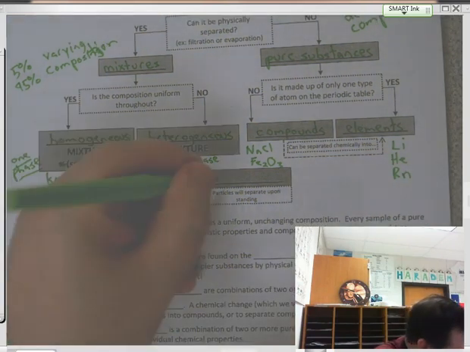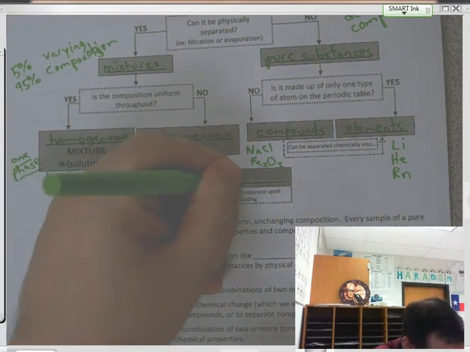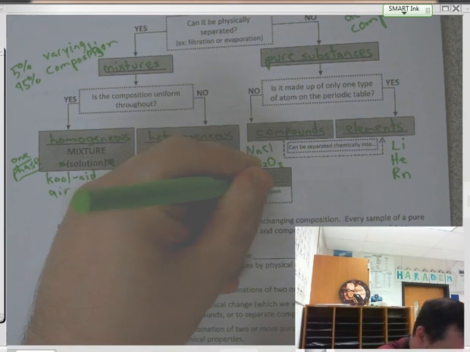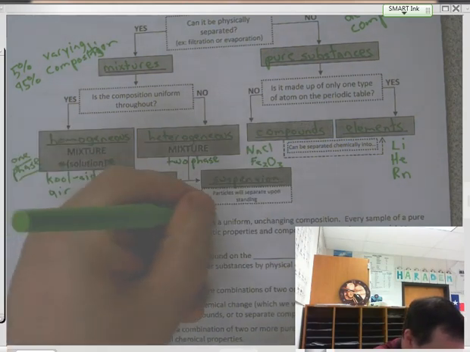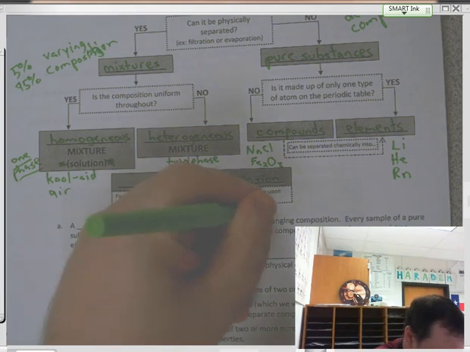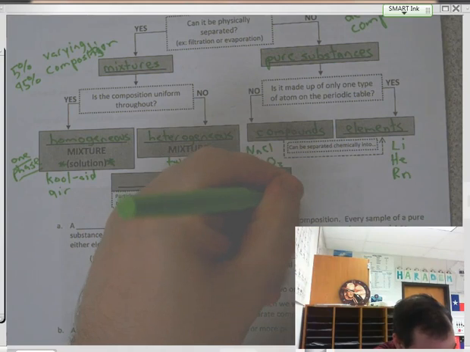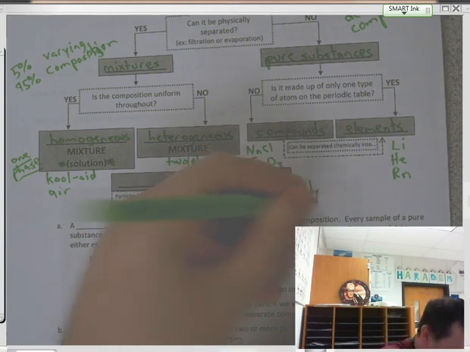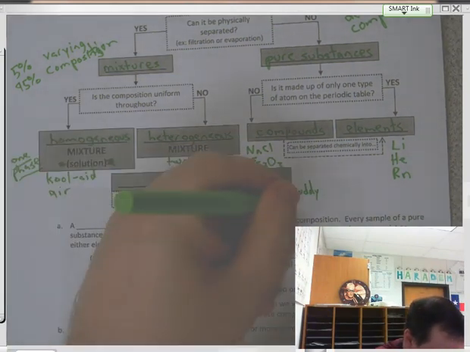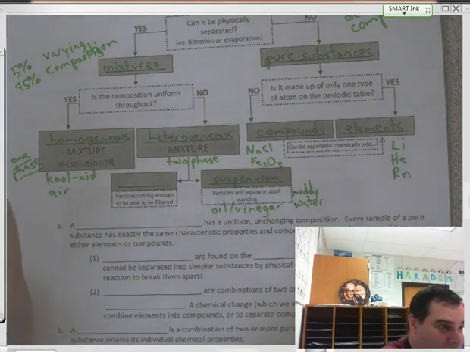The first one I will discuss is the suspension. These separate upon gravity. You can actually see two different phases, like oil and vinegar salad dressing would be an example of that. Muddy water would be another example. And then there's always my favorite suspension, vomit, because you can see the chunks of whatever people ate in there.